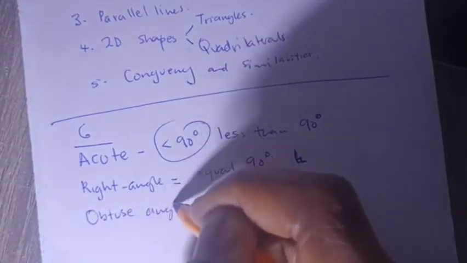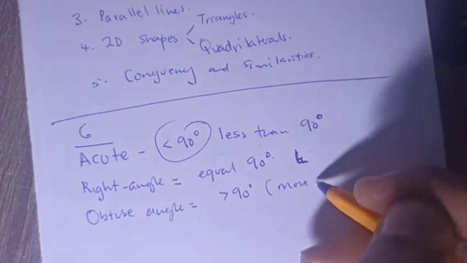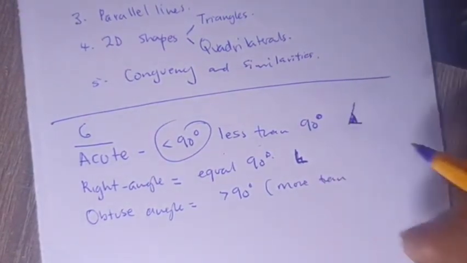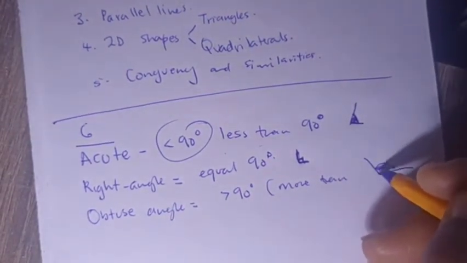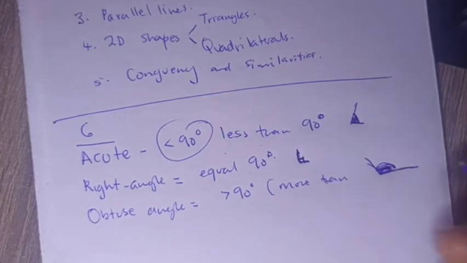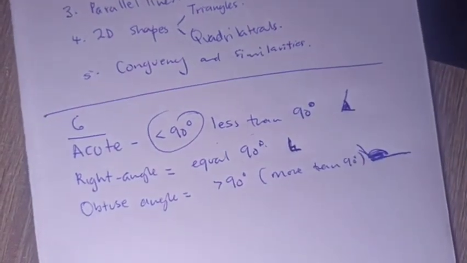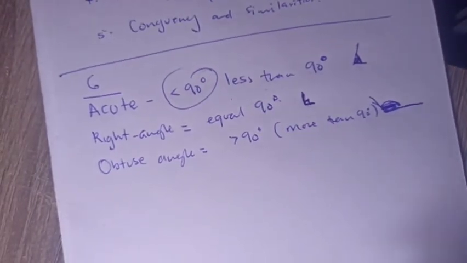Obtuse angle is greater than 90 degrees, more than 90 degrees. So usually if we draw it, anything less than 90 looks like that, and something more than 90 will be something like that. So more than 90 degrees. I hope you can see what I'm doing. I'm trying to summarize everything as quickly as possible. Then what else do we have?